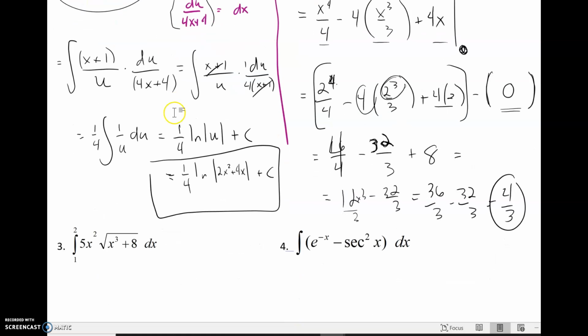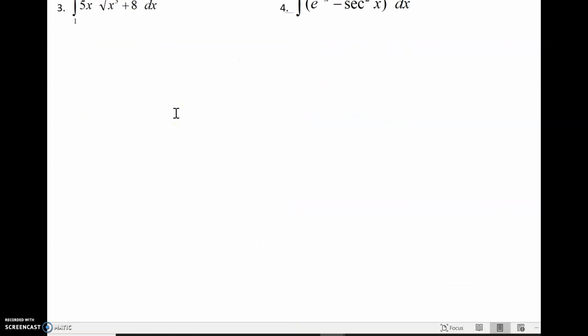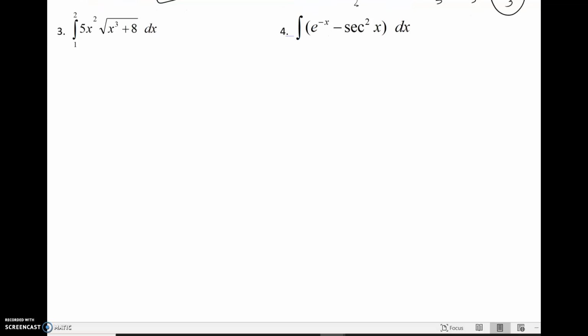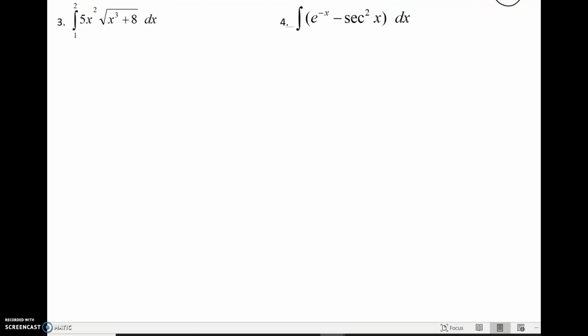Okay, moving right along. More integrals to deal with. Let's do number 4 first. This one's going to be easy. The integral of e to the x is e to the x. So what's the integral of e to the negative x?